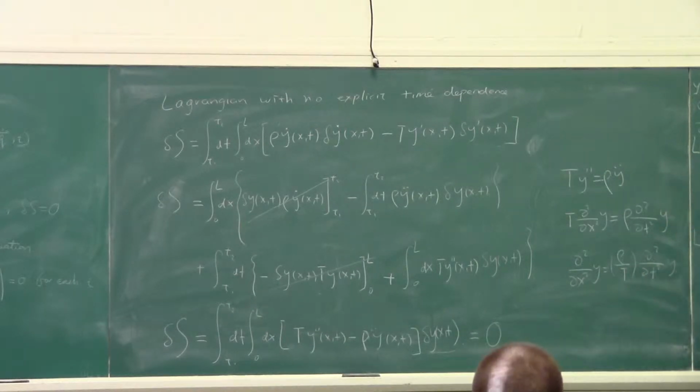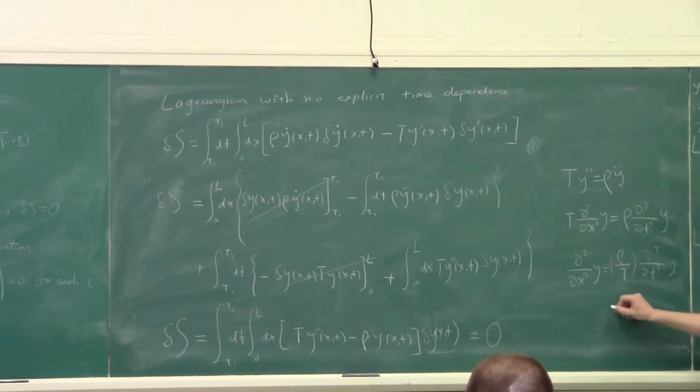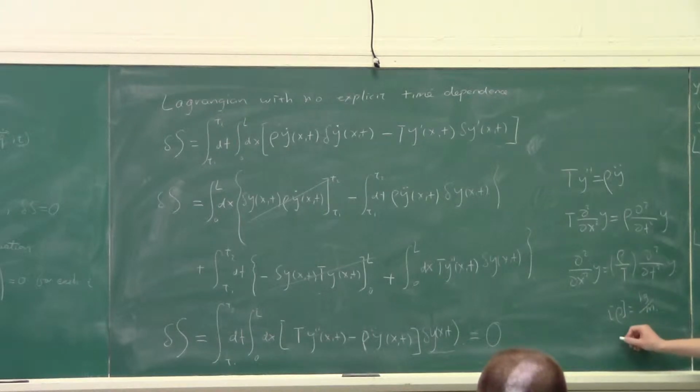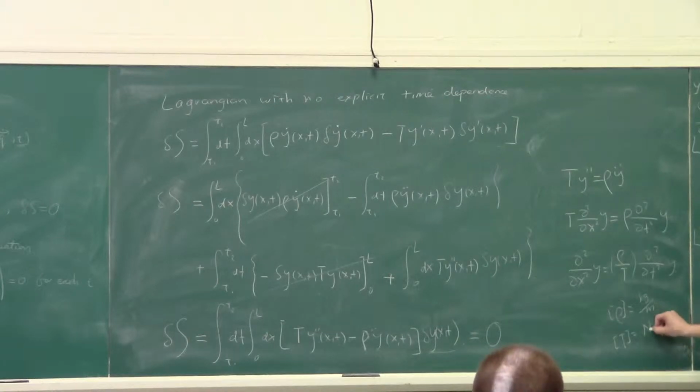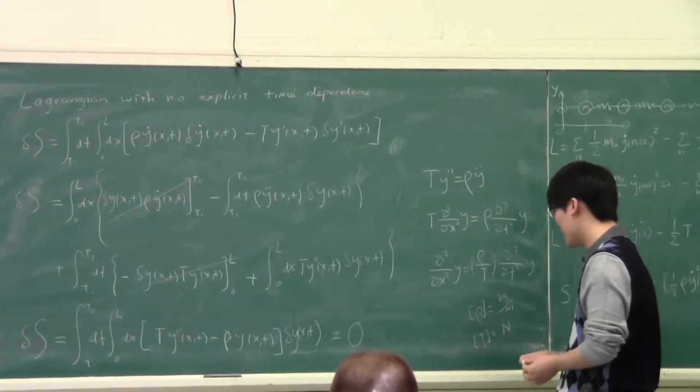And think about what is the dimension of rho over T. Rho is the linear mass density, so it has units of kilograms per meter, right? And the tension has units of Newton. So this thing is kilogram per Newton meter, which is what? Kilogram per joule. I think this turns out to be 1 over velocity squared, right? It has to be. Yeah. Otherwise it wouldn't work.